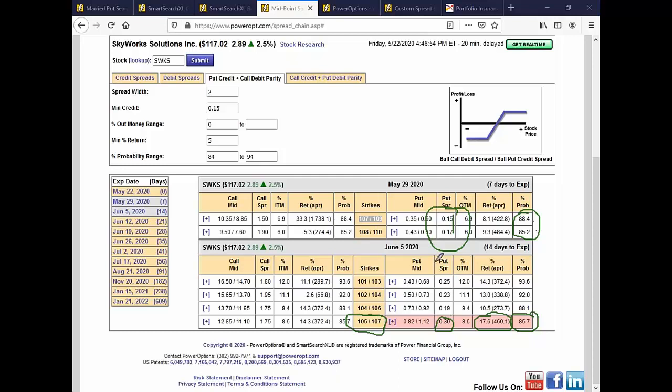What else is different? You're not at 105. You're not 8% out of the money. You're at the 110, 108, or the 109, 107, because you have to be closer to the current stock price when you go 1 week out to get the reasonable credit and the reasonable return that you'd want. This is a much higher annualized return, but remember, if I only get 16 cents on this 2-point spread and the stock falls to 108 next week, this spread is at 100% loss.